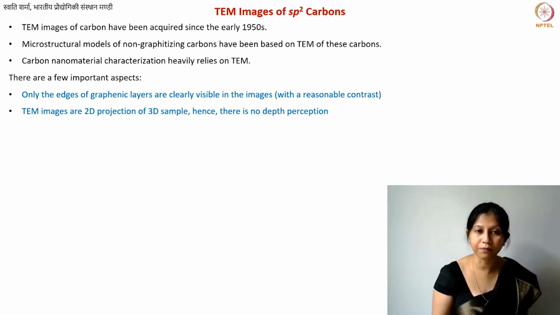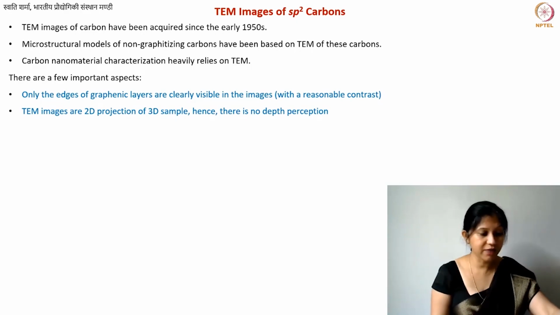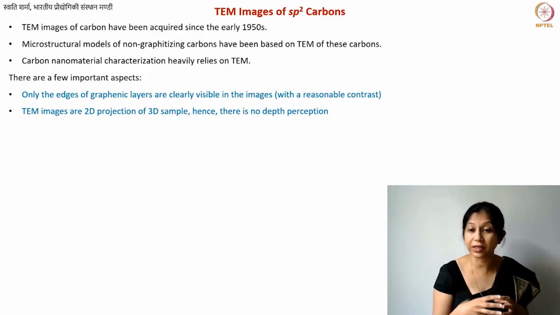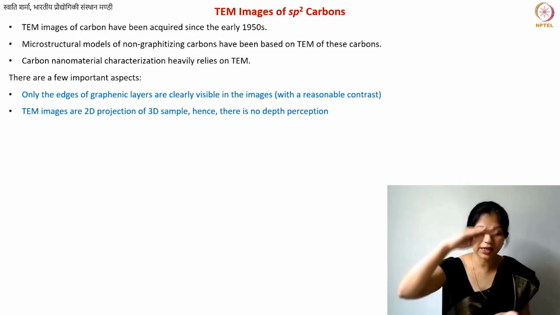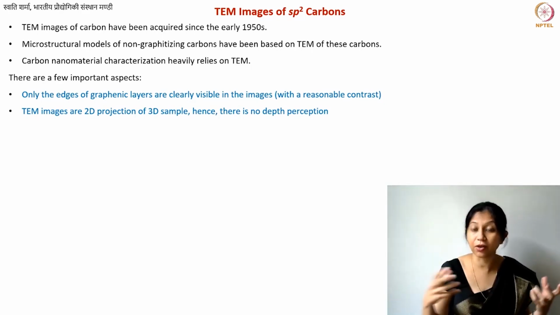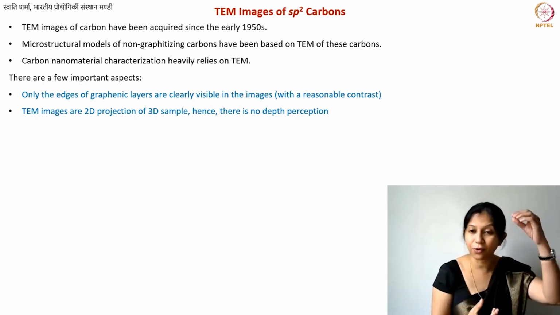That is number one. Number two, the second one is not just valid for carbon but for everything. Transmission electron microscopy images are basically 2D projections of a 3D material, because your entire sample, which is your 20 nanometer or thinner sample, is in the focal length.